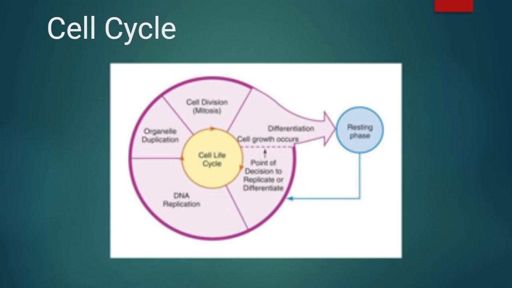A key point to remember is that normal cells have a built-in checkpoint system. They follow rules that tell them when to grow, when to divide, and when to stop. Cancer happens when these rules are broken. Instead of resting or differentiating, cancer cells keep dividing uncontrollably, ignoring the signals that normally regulate the cycle. Understanding this normal cycle is essential because many cancer treatments, like chemotherapy and radiation, are specifically designed to target cells that are dividing.